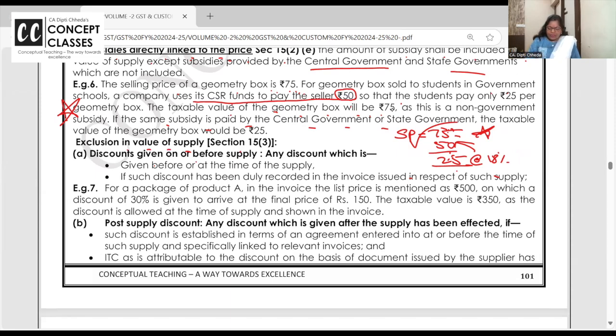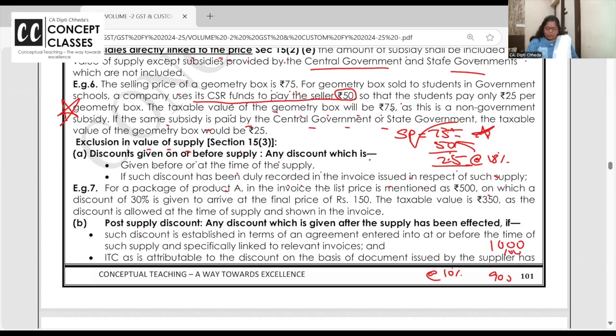So, discounts given on or before the supply. Any discount which is given before the supply, generally we call it a trade discount. If such discount has been duly recorded in the invoice, then deduct it. So, many times I've sold you goods of 1,000 and there is a mandatory customary trade discount of 10%. 200 reduce it.